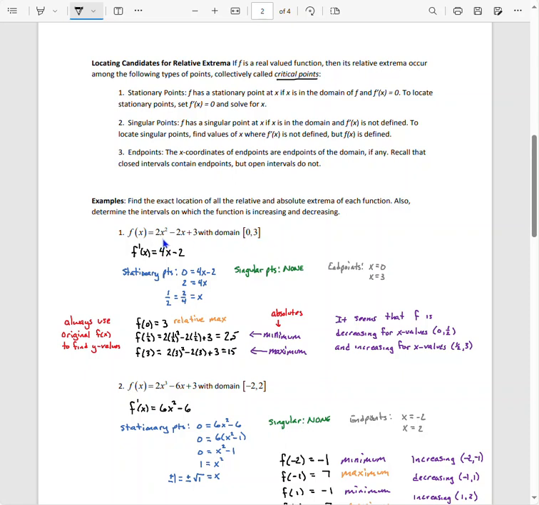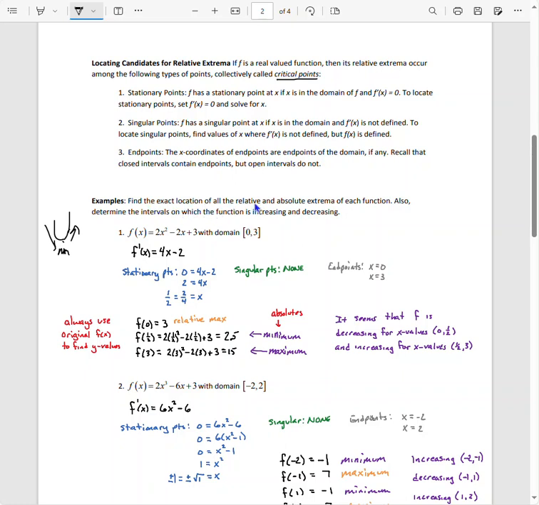Now, we already know, right, because this is a 2x squared, it's a parabola, it opens upward because the 2 is positive. It's going to look something like this. So it's going to have a decreasing part, it's going to have an increasing part, and it's going to have a minimum. Let's suppose that's called a minimum. How do we find that?